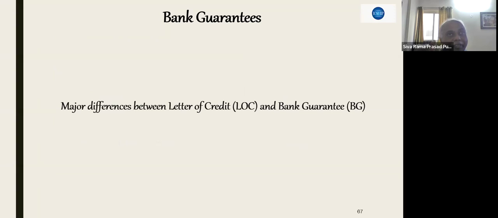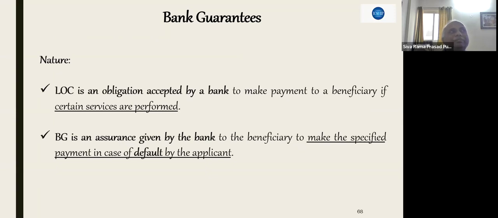The major difference between a letter of credit and a bank guarantee is the nature. LOC is an obligation to pay accepted by the bank to make the payment to the beneficiary once certain services are performed. Once the services are over, he will pay. Later on, he will recover from the applicant. A bank guarantee is an assurance given by the bank to the beneficiary to make the specified payment in case of default by the applicant. Once I receive the goods, sir, please pay the amount. Later on, I will pay the amount. That is almost a letter of credit.